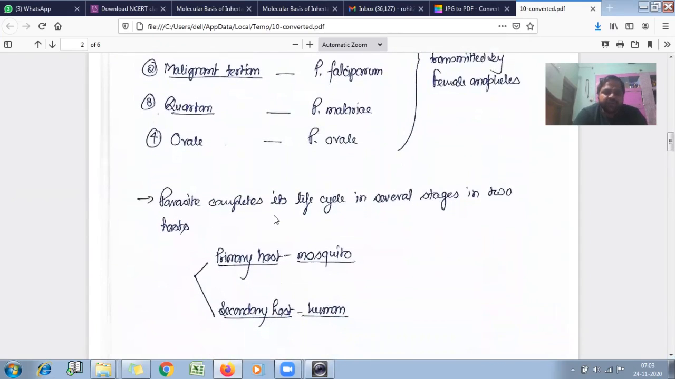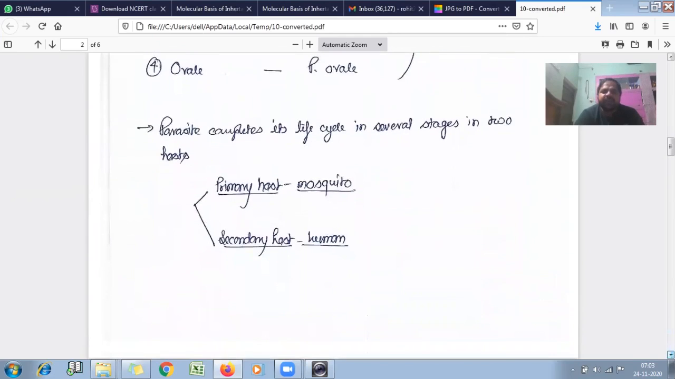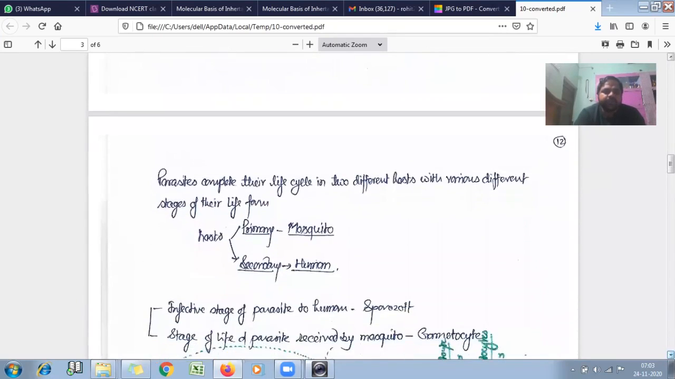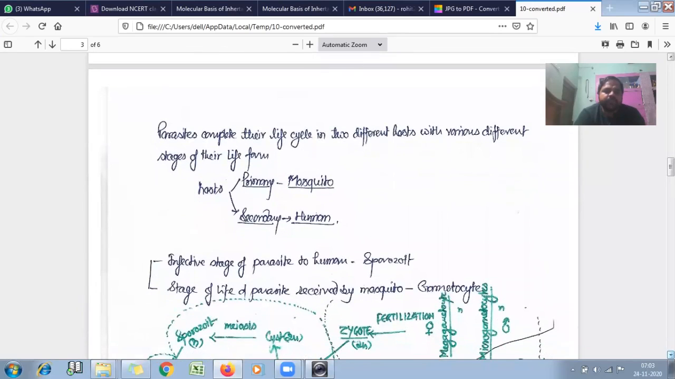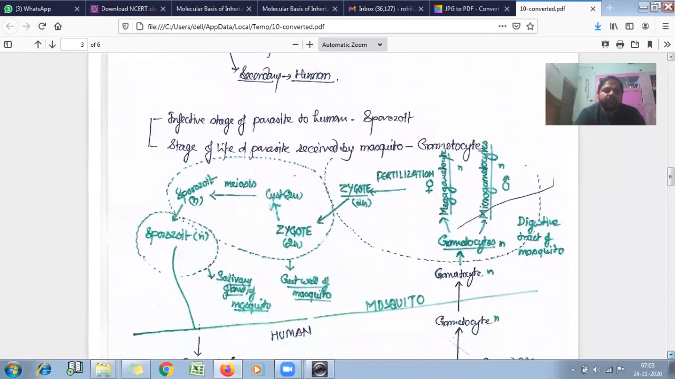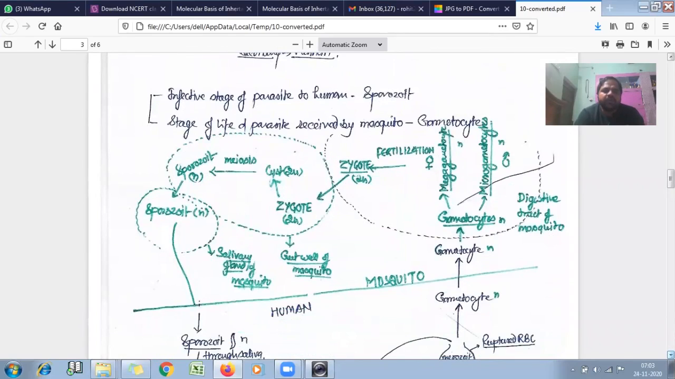and the parasite completes its life cycle in several stages and two different hosts. Its primary host is the mosquito and the secondary host is the human. It means it is a digenetic parasite. So we will see how these parasites are transmitted to humans and from humans to mosquito.